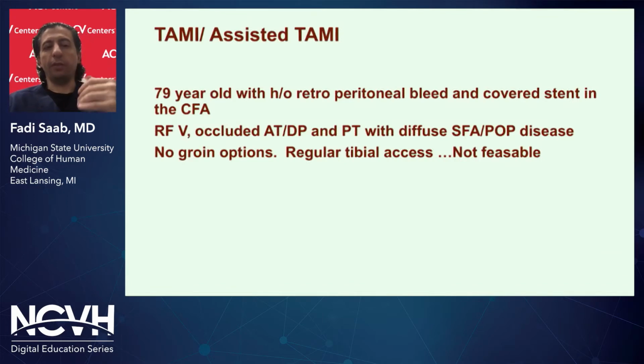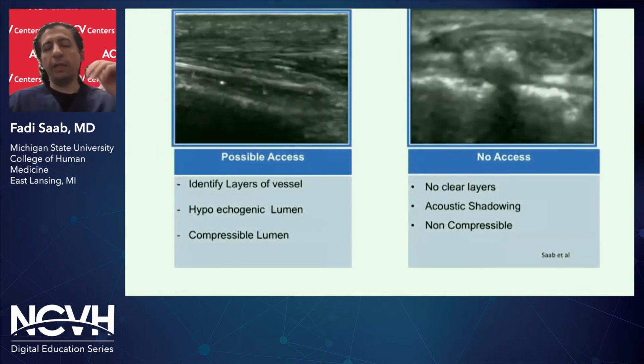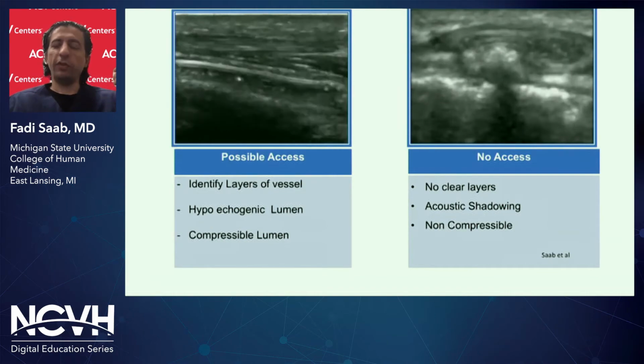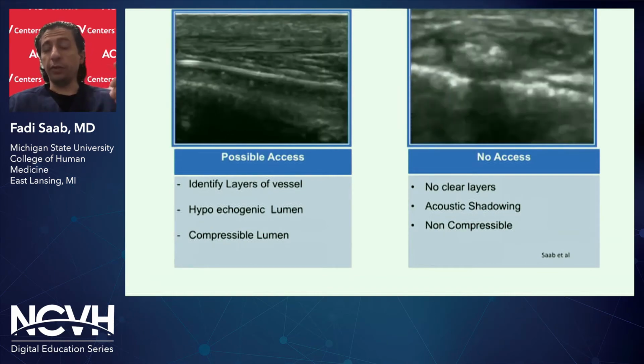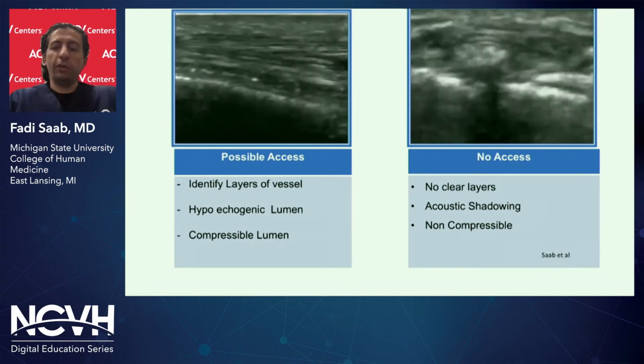So let's show an example of a TAMI or an assisted TAMI technique. This is a 79-year-old with a history of retroperitoneal bleed and a covered stent in the common femoral artery, Rutherford class 5, occluded AT, DP and PT with diffuse SFA and popliteal disease. Really no groin options, and regular tibial access is not feasible. I've shown these slides before, and I continue to show them because a lot of physicians still ask the question, can you access occluded tibial vessels? The answer is yes, but not all occluded tibial vessels are created equal.